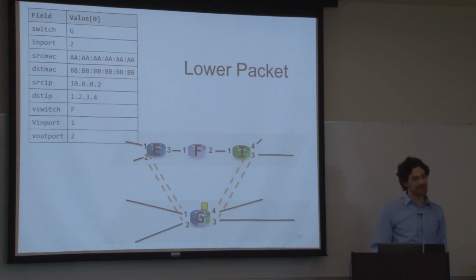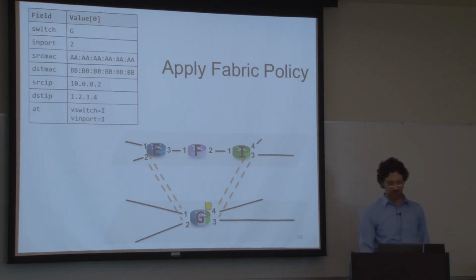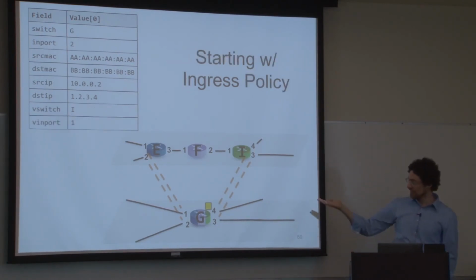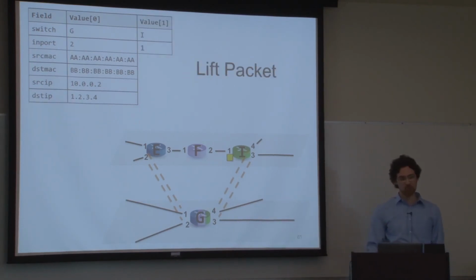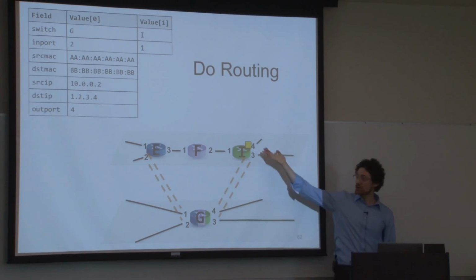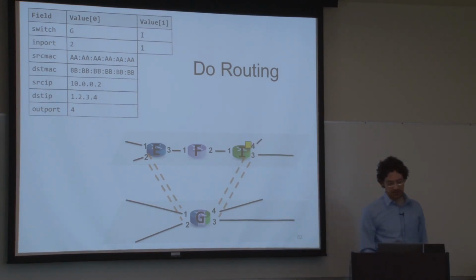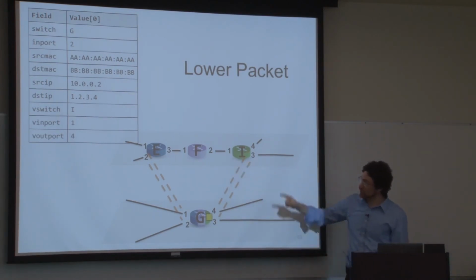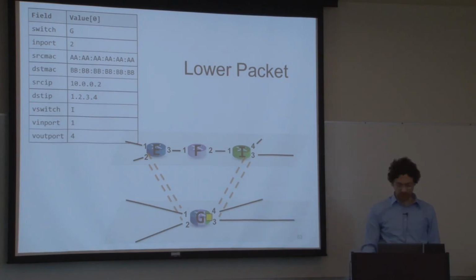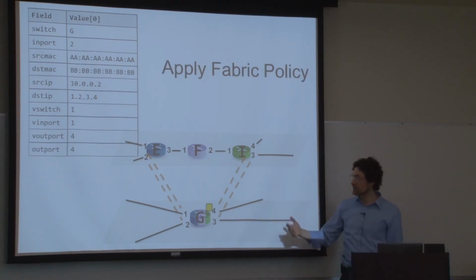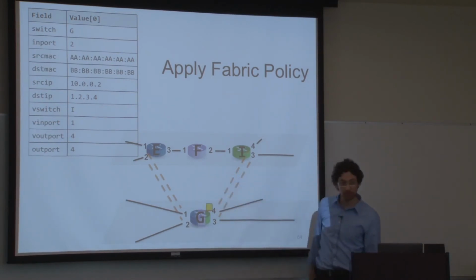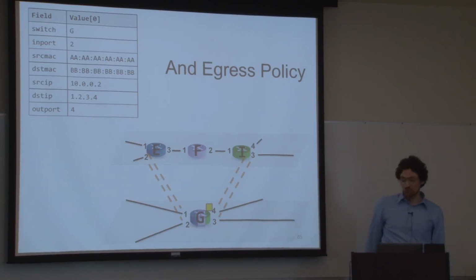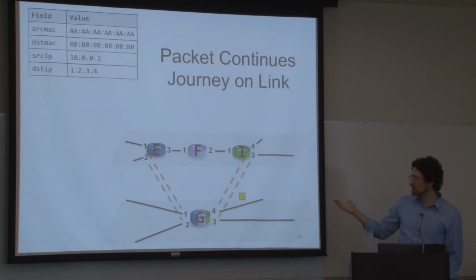We're then going to lower the packet, apply our fabric policy once again. And of course, we've written a recursive fabric policy. So we're going to again apply ingress one more time, lift our packet up one more time, apply whatever the routing policy is that our legacy IP core component does. Finally, lower our packet down. And we've established that we're doing voutport 4, which is now, when we apply the fabric policy, going to tell us the actual physical output should also be 4. And the egress policy now gets rid of all of our virtualized headers and sends our packet along the way.